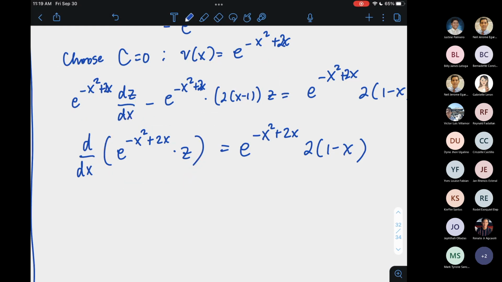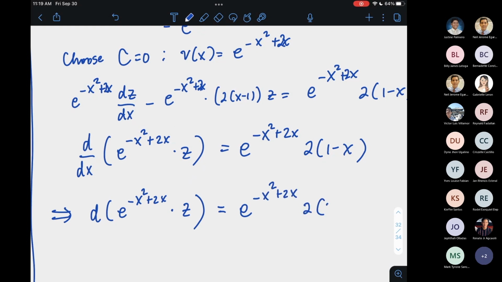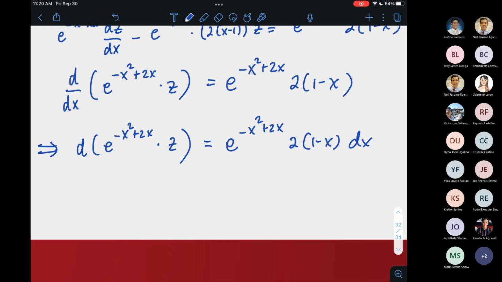Okay? So therefore, I'll multiply both sides now by the differential of the dependent variable. We'll have the derivative ng e to the minus x squared plus 2x, or the differential of e to the minus x squared plus 2x times z equals e to the minus x squared plus 2x times 2 times 1 minus x dx. Okay? Tapos mag-i-integrate tayo both sides. So matitira sa left, madali lang. E to the minus x squared plus 2x times z lamang.